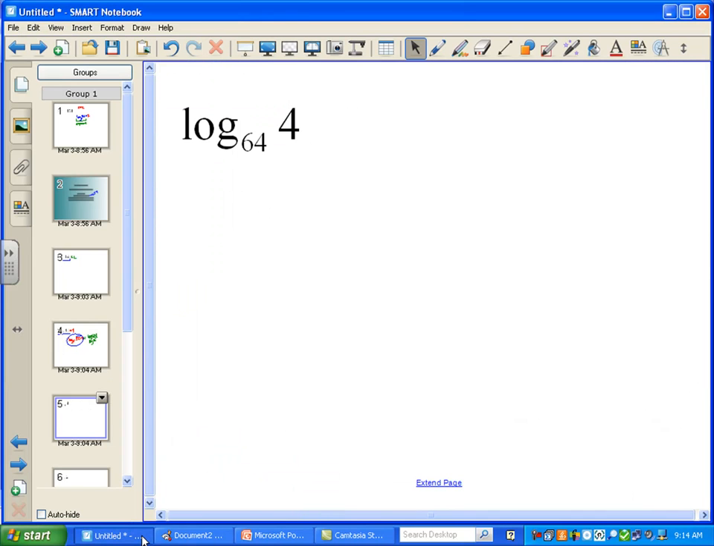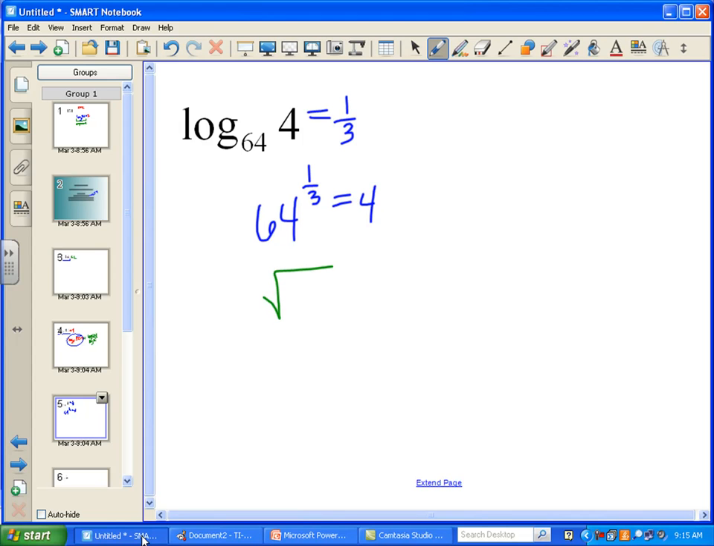Okay, so log base 64 of 4 is 1/3. And let's see if that makes sense. 64 to the 1/3 power is 4. Now, if you remember from about a chapter ago, if I raise something to a rational exponent, where it's a fraction like 1/3, it usually represents some sort of a root or a radical. And in this case, it's the cube root of 64 equals 4.